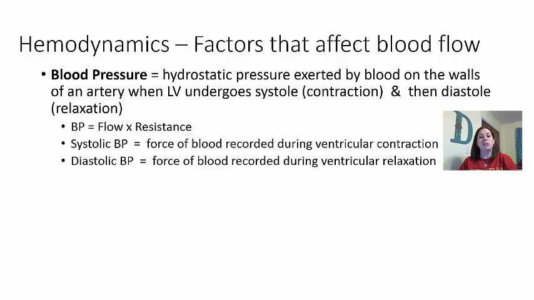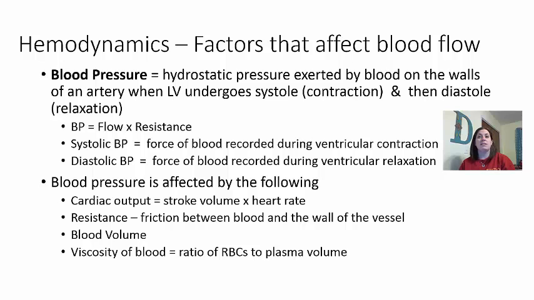pressure. Blood pressure is going to be the flow of the blood times the resistance. What is causing it to be slowed down? What's causing that blood not to be able to move as well? Could it be vasoconstriction? Could it be a buildup of a plaque? Is it a blockage? There could be a lot of things that could affect the resistance side. So the systolic blood pressure is the force of the blood recorded during the contraction of the ventricle. The diastolic blood pressure is the force of the blood recorded during the relaxation of the ventricle.